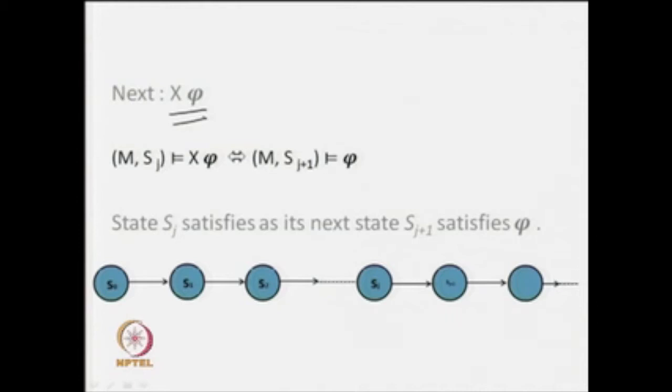So, how are we going to define the meaning of this particular formula? In a model M, in state S_j, it models X phi provided that in the very next state, S_j+1, phi holds. So, if in a particular state phi holds, then what will happen? In the previous state we are going to say that next phi holds.